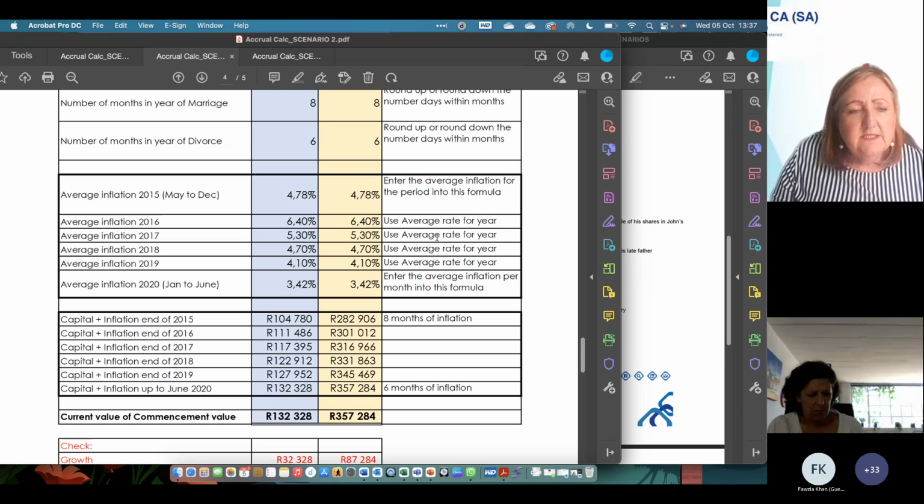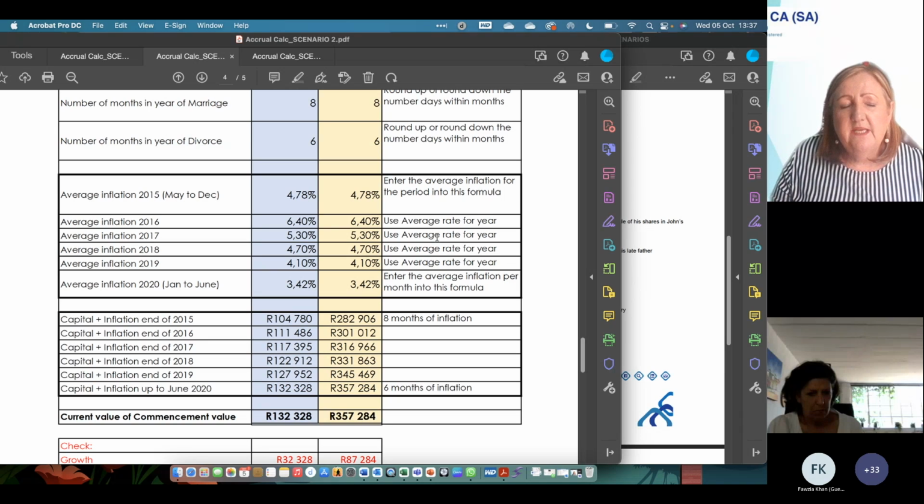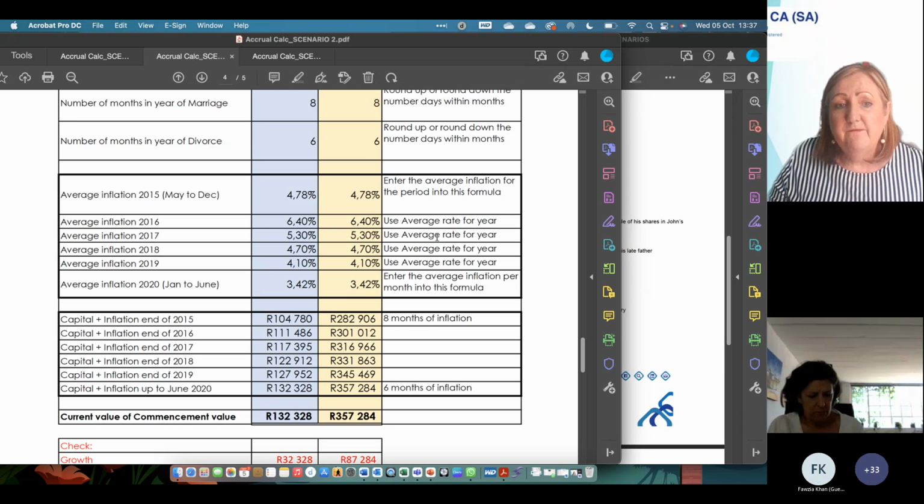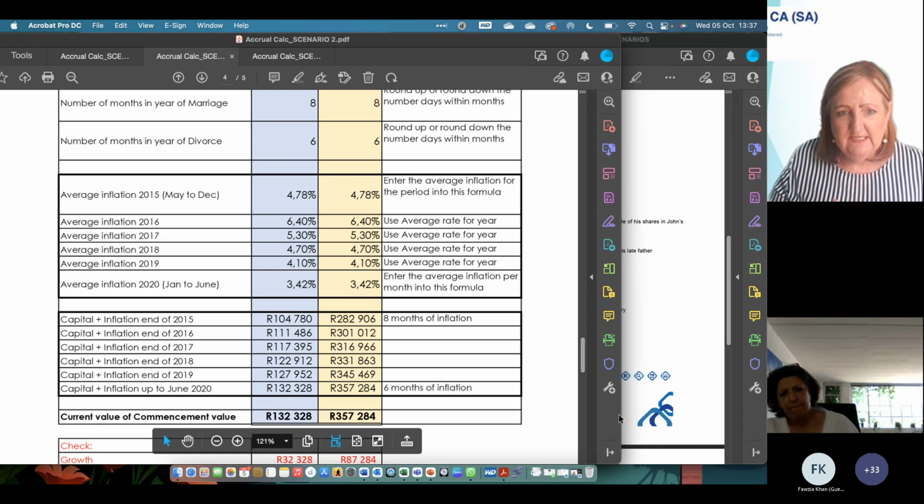So the next line is the capital and the inflation for end of 2016. Remember, this is now for a full year. So to get to the 111,486, you take the 104,780 plus the inflation rate for 2016, which is 6.4%, will give you then the 111,486. I hope I haven't lost anybody yet.